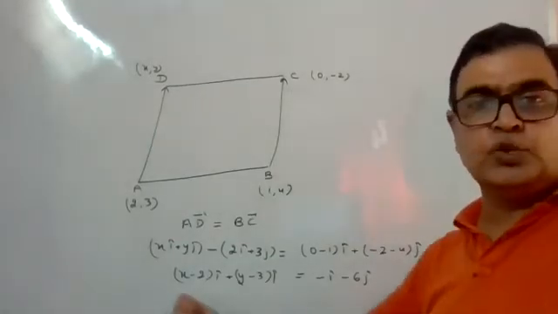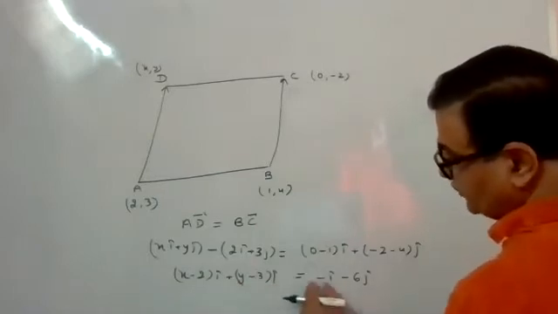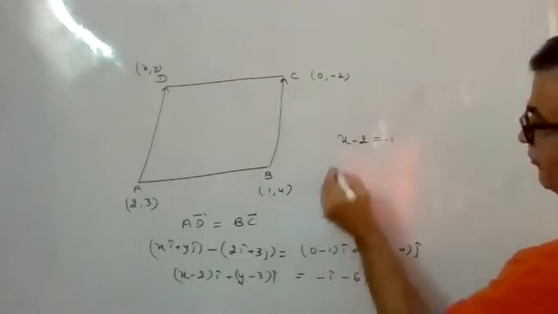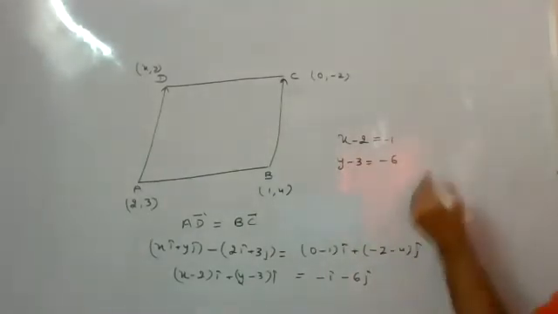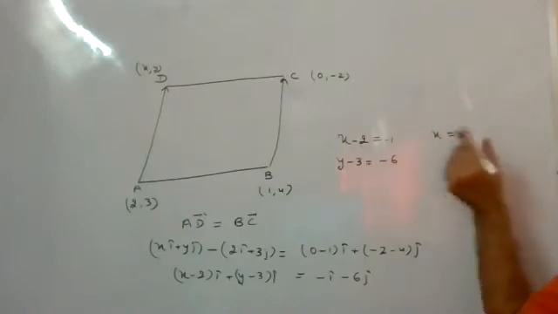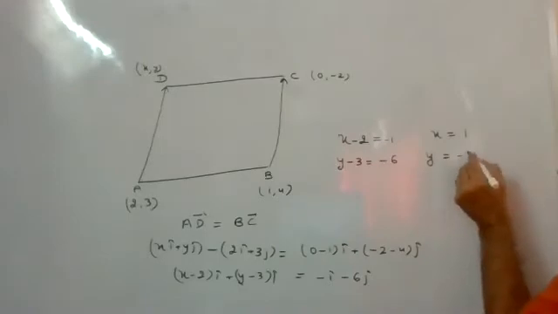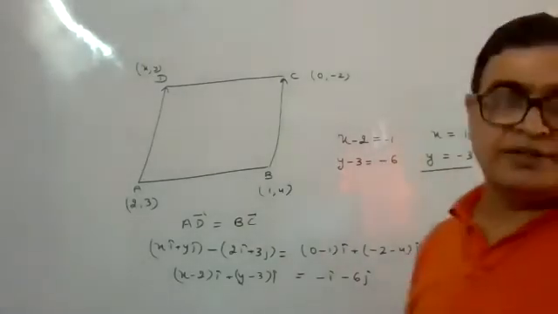If these two vectors are equal, what condition should I have? x minus 2 has to be minus 1 and y minus 3 has to be minus 6. So what is x coming here? 2 minus 1, it's 1. y comes minus 6 plus 3, so it's minus 3. So the coordinate will be 1, minus 3.